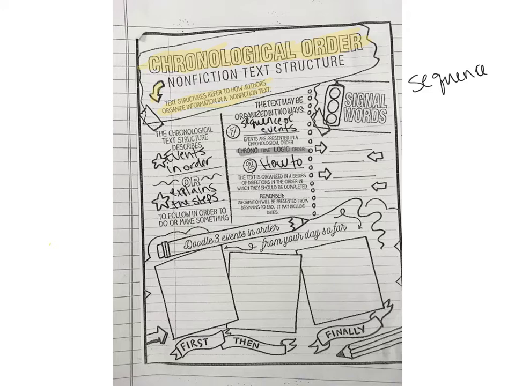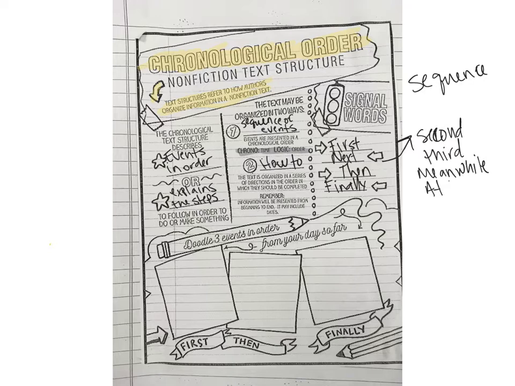Now, some good signal words are going to be first, next, then, finally. Also, we can add second. You could say third. You could say meanwhile. You could say at last.